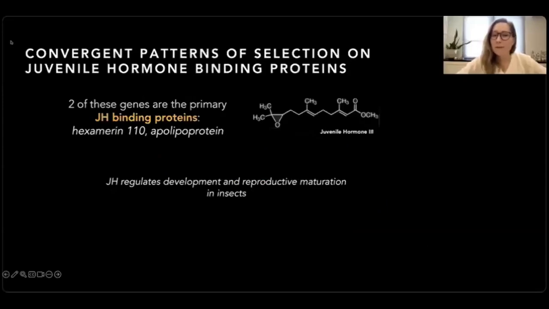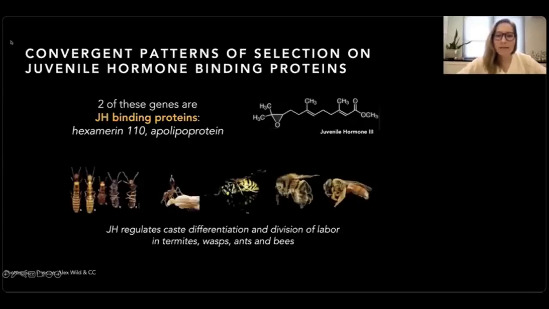So it turns out that two members of the Fab4, apolipoprotein and hexamerin 110, are highly pleiotropic genes, but they play an important role in juvenile hormone binding and transport in insects. And juvenile hormone is an ancient hormone that's a key regulator of development and reproductive maturation in insects. And it turns out that changes in the levels of juvenile hormone circulating in the insect hemolymph have been associated with behavioral polymorphisms in all of the social insects that have been studied to date, but the directions of these relationships can vary a lot across different species.